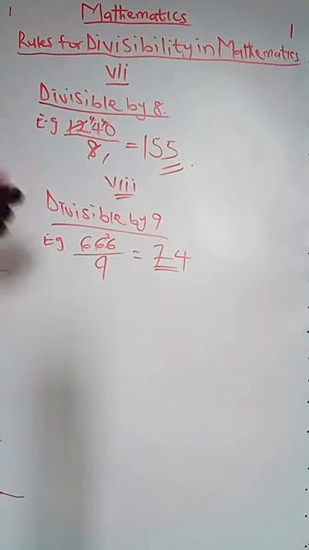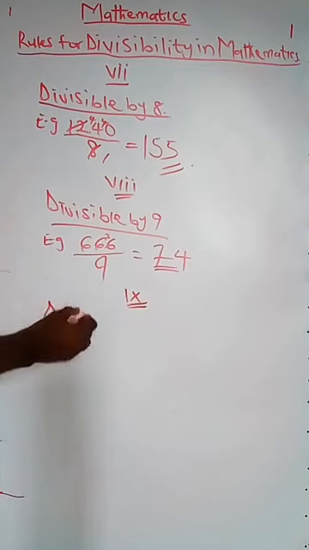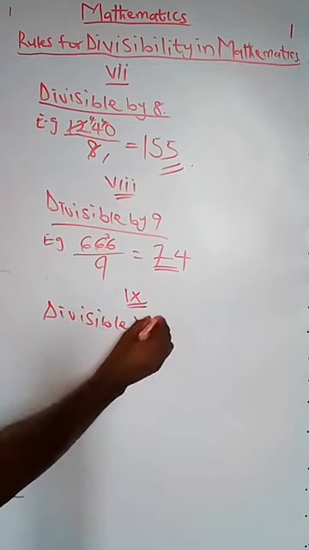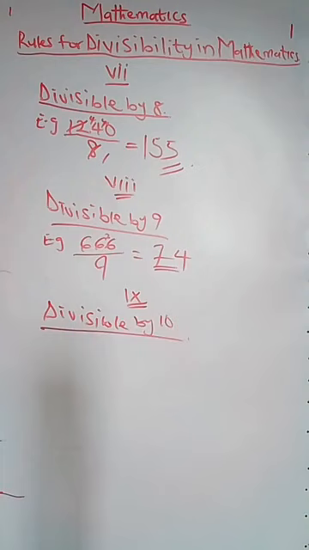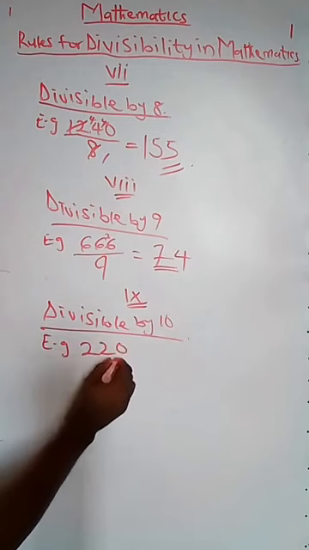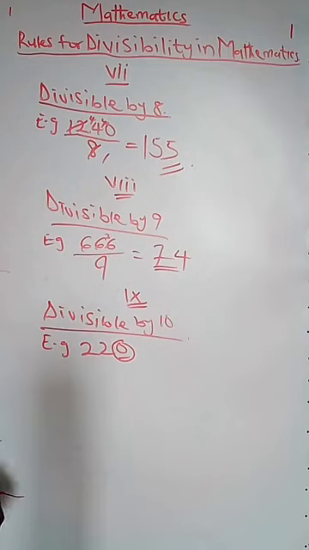Divisible by 10. I think that is the easiest. A whole number is divisible by 10 if its last digit is 0. That is just that. If the last digit of the number is 0, the number is divisible by 10. Let's look at one example to understand. 220. The last digit here is 0. So this shows that we can easily divide this number by 10, right?